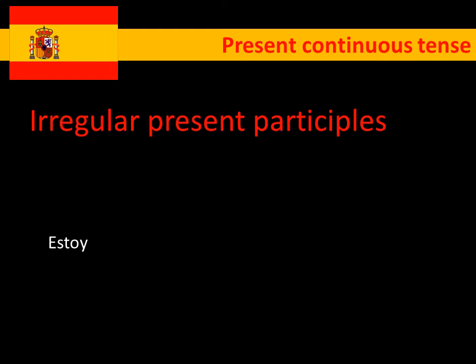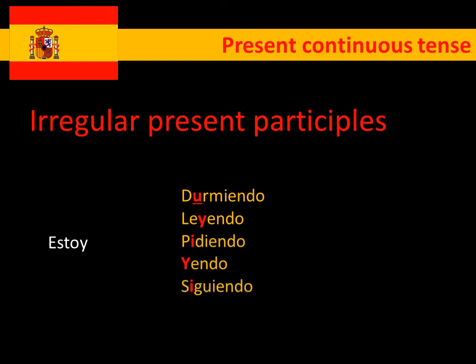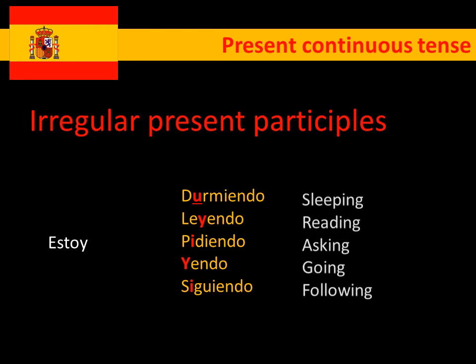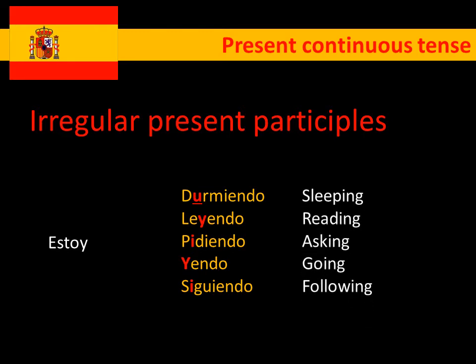Okay, we're going to look at some irregular present participles. So we've got estoy already for the example. So estoy, I am. Estoy durmiendo. So you'll notice that in each of these, leyendo, pidiendo, yendo, and siguiendo, there's just a little stem change, on the underlined and the red letters. Okay, and this is what they mean. Durmiendo is sleeping, leyendo reading, pidiendo asking, yendo going, and siguiendo following. So the verb from estar will stay the same. It's just the present participle, the yendo bit, which changes.